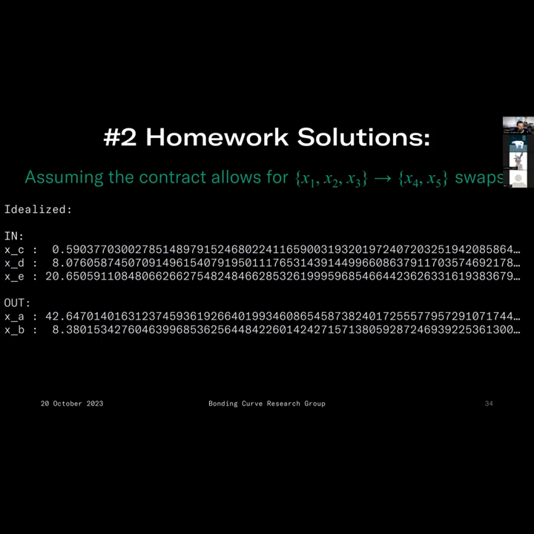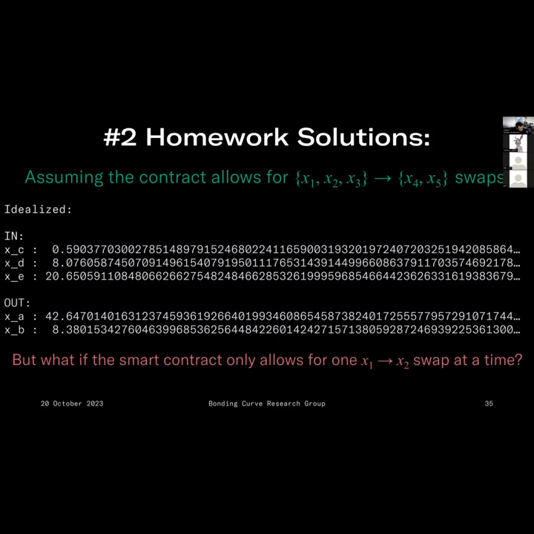However, it is very uncommon. In fact, I'm not sure if there are any examples where the smart contracts actually do allow for swaps by sets. More often than not, the only thing that you can do is swap one token for one other destination token. And this is a much more difficult problem to solve.